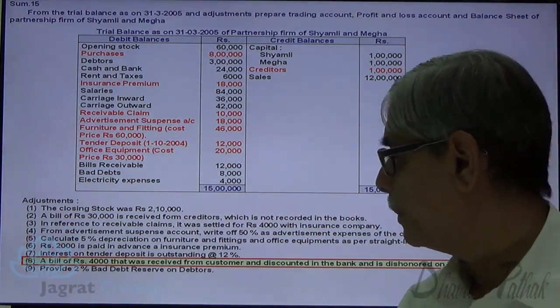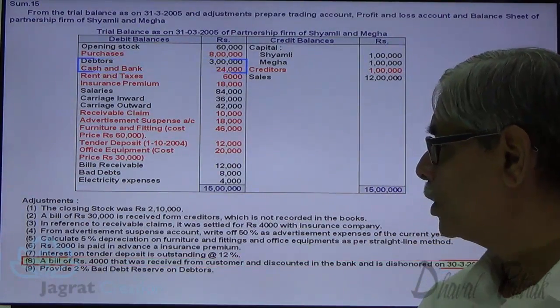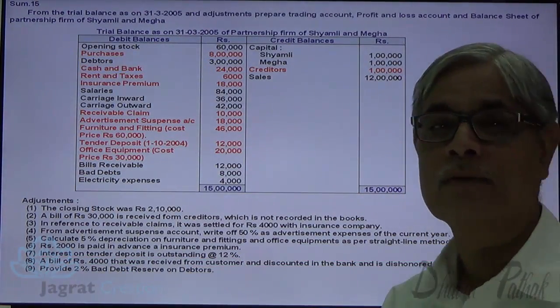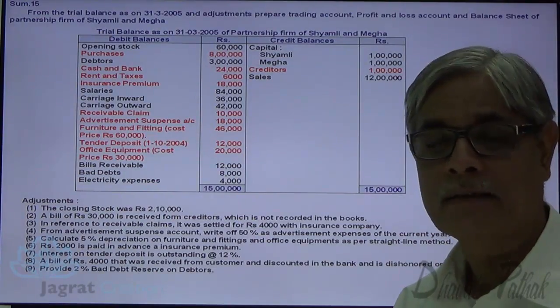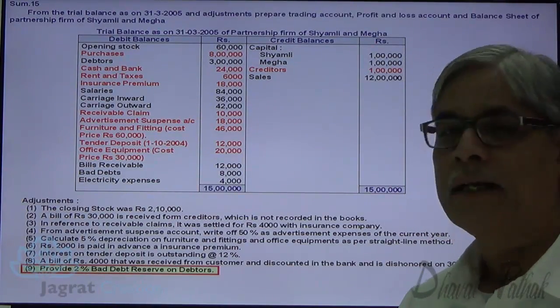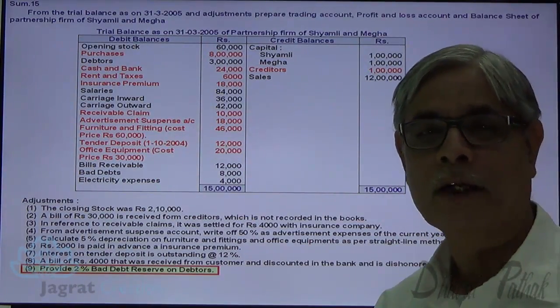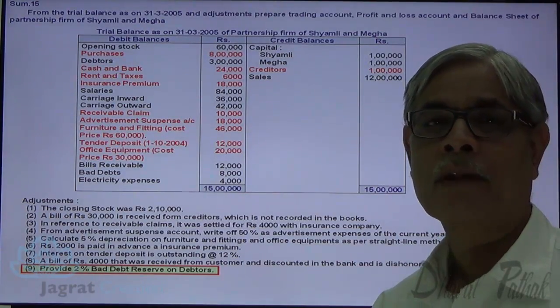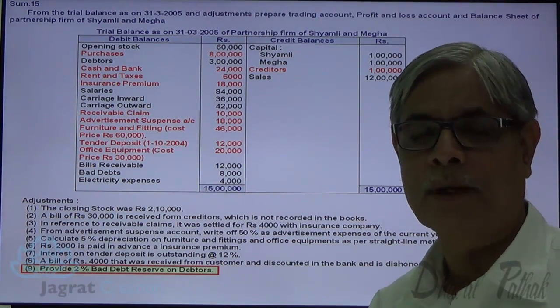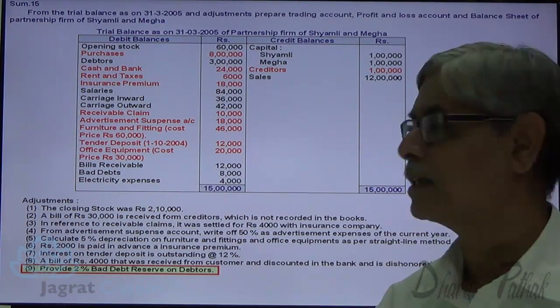Provide 2% bad debt reserve on debtors. So after adding 4,000 to the debtors, this 2% bad debt reserve will be provided for. Bad debt reserve is debited to profit and loss account and deducted from debtors for reporting purposes on the face of the balance sheet on the asset side.